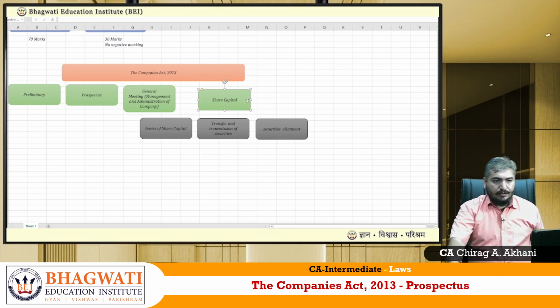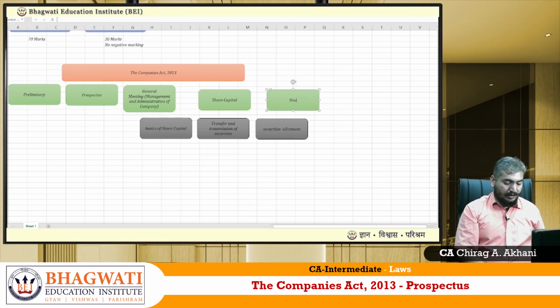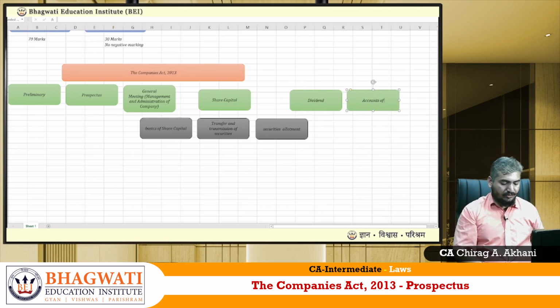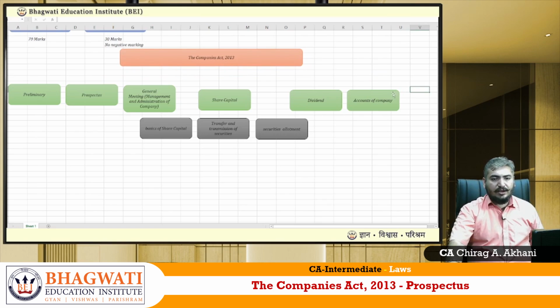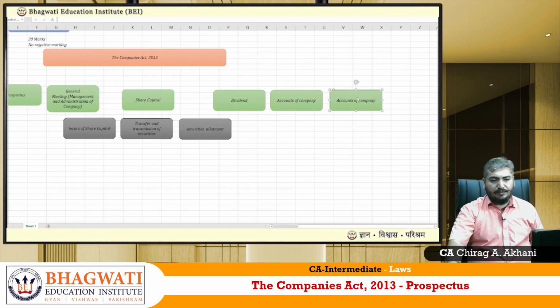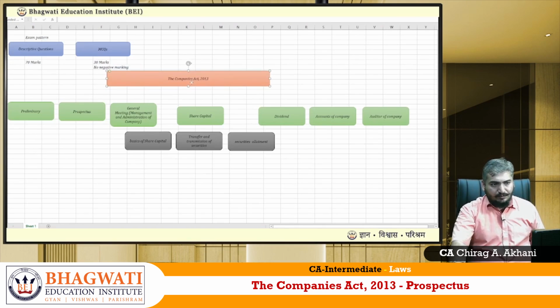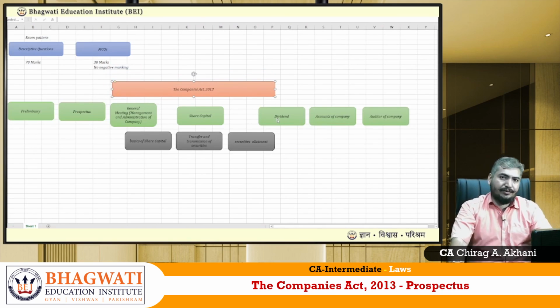Okay. After share capital gets over, we are moving towards a few more chapters, for example dividend. Once the dividend chapter gets over, we move towards another chapter, accounts of company. And after accounts of company, we move towards another chapter called auditor of company. So as you can see, students, the list is too huge. And why shouldn't it be? It is a 60 marks question. This entire portion would be there in your exam for 60 marks.